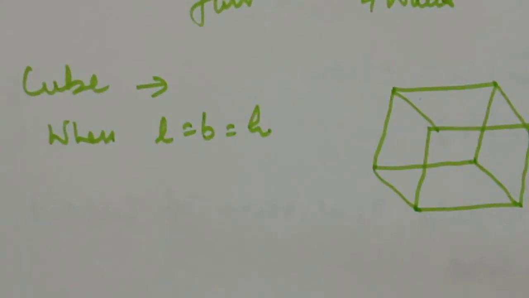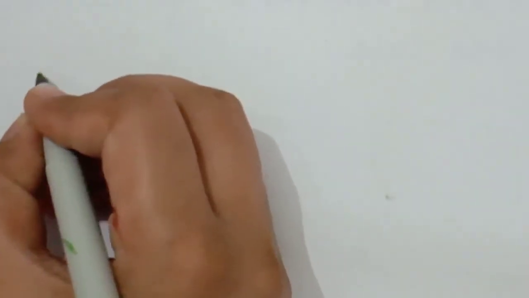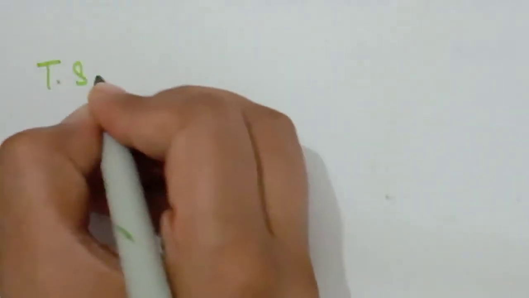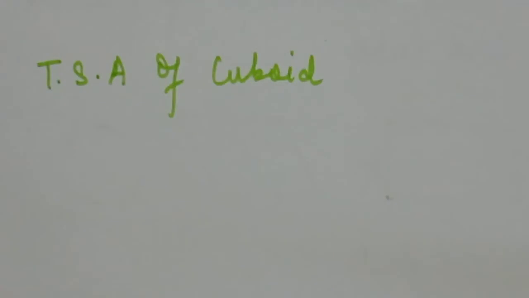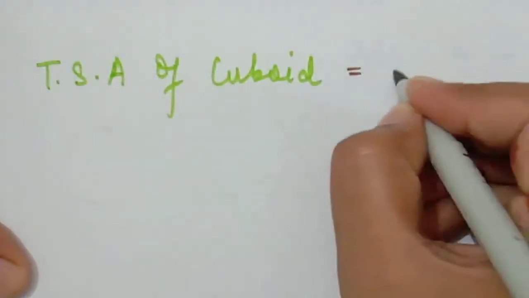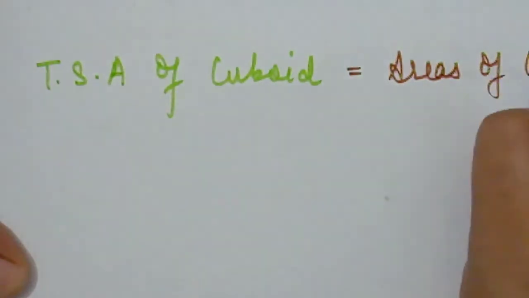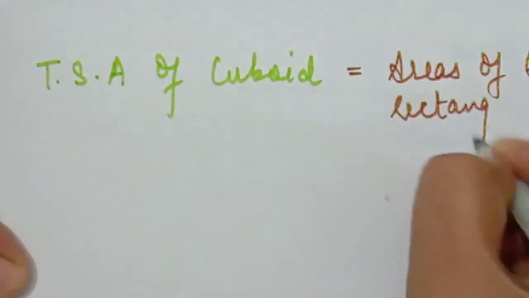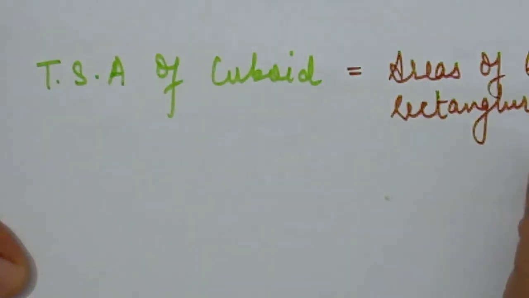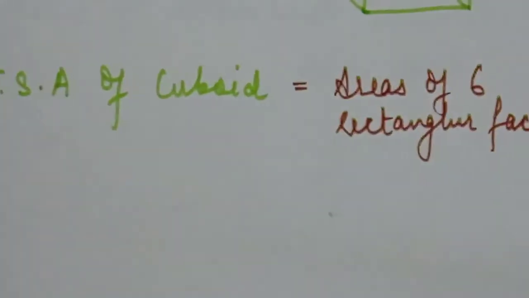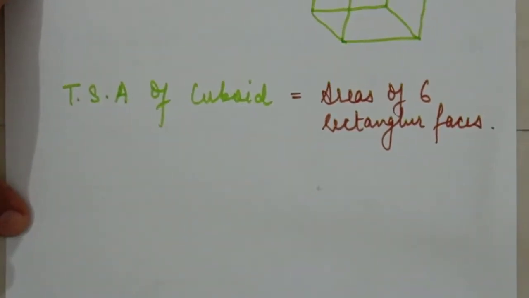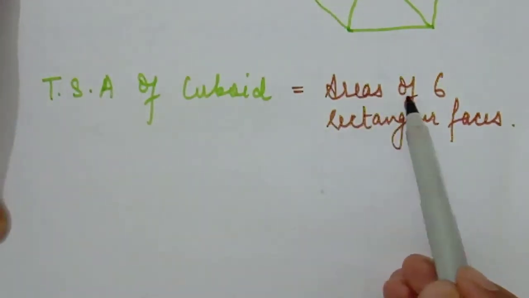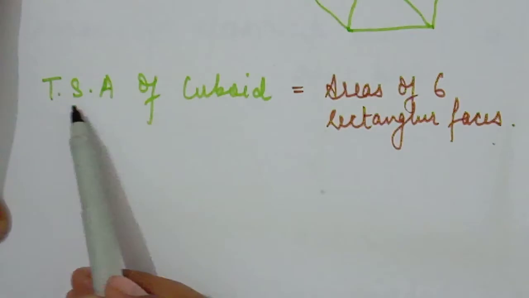Now students, how will we find the surface area of the cuboid? First of all, we are talking about the total surface area of a cuboid. The total surface area means the areas of 6 rectangular faces. If we take the areas of the 6 rectangular faces, then it is the total surface area of a cuboid.